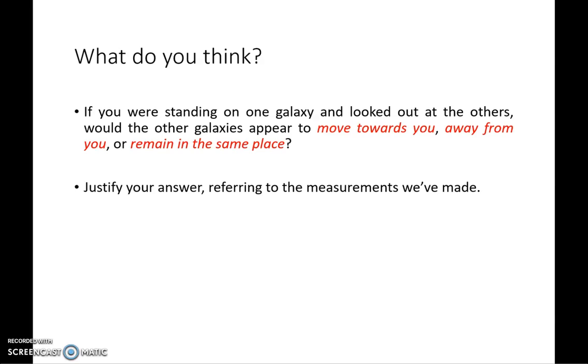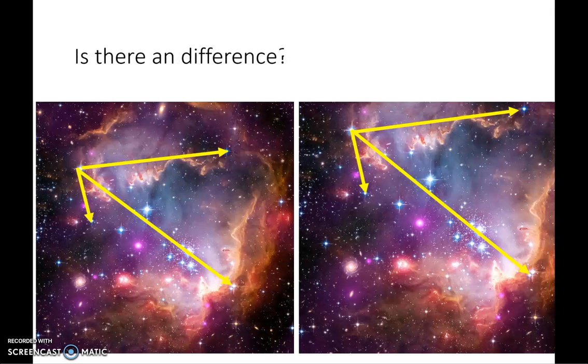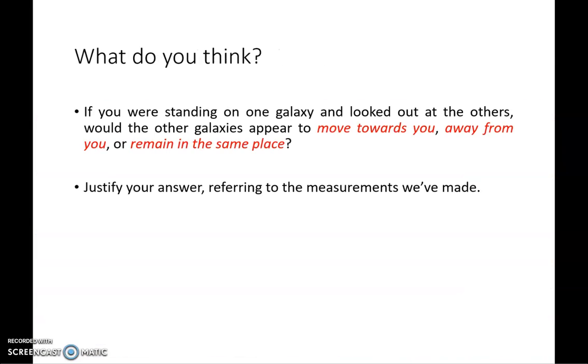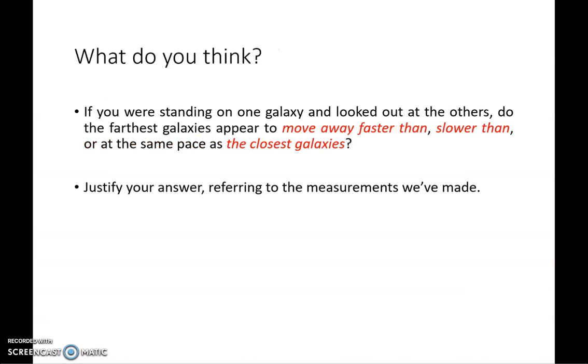If you're standing on one galaxy and you look out at the others, do the other galaxies appear to move towards you, away from you, or do they remain in the same place? So, if I pick this place, or this place, or this place, or pick any celestial body there, when you're looking out at everything else, do they look to be moving away from you, moving towards you, or staying still relative to where you are? So that's one thing you need to think about.